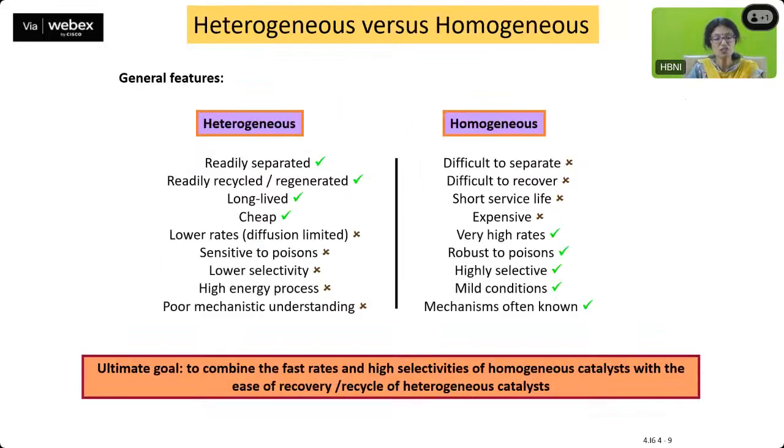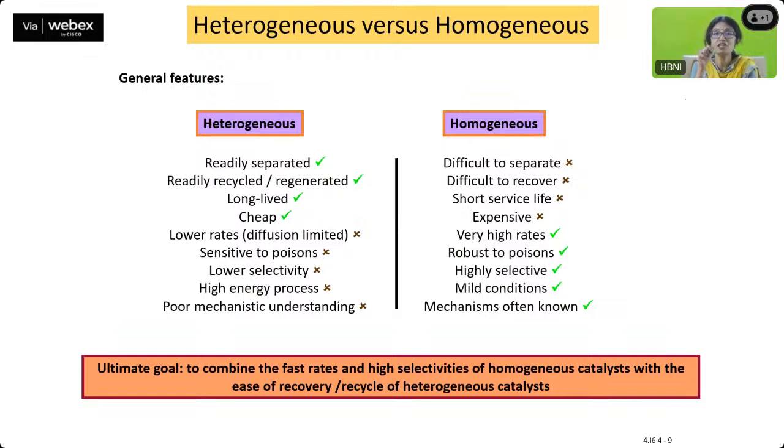What are the general features of heterogeneous and homogeneous catalysts? The green ticks are the advantages and the crosses are the disadvantages. In heterogeneous catalysts, what are the advantages? They are readily separated. You can readily recycle and regenerate them. They are long-lived and they are cheaper. Whereas in the case of homogeneous catalysts, what are the advantages? They have very high rates. They are robust to poisons.